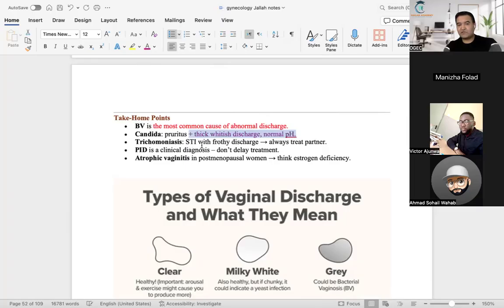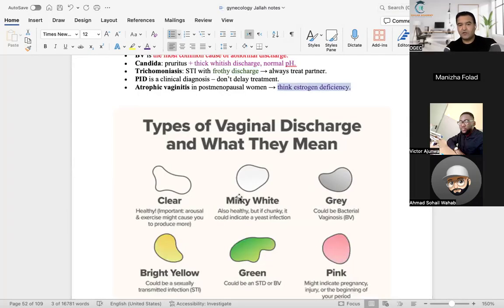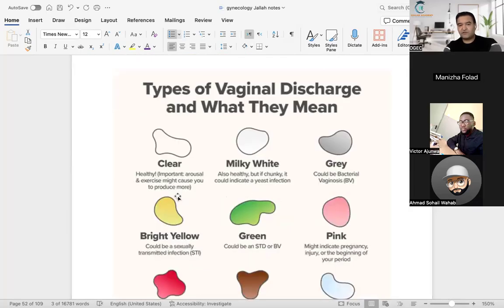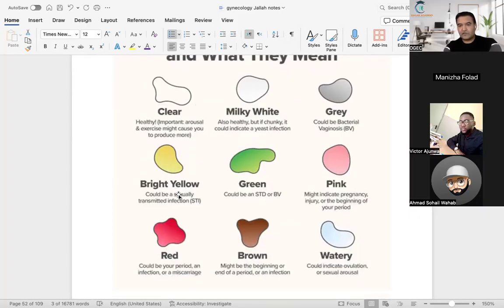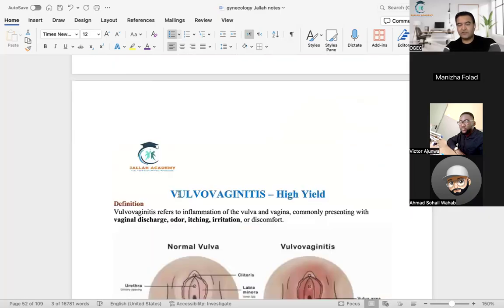Okay. Trichomoniasis, sexually transmitted: frothy discharge is the very characteristic clinical symptom that they will mention in the scenario. Always treat the partner with metronidazole. This is very important. I cannot make it a different color, but anyway, PID is a clinical diagnosis. Do not delay the treatment. Atrophic vaginitis and postmenopausal: think about estrogen deficiency and treat it accordingly with topical estrogen. So these are the types of vaginal discharge in terms of color and how it looks, consistency. So I let you guys take a look at it when you get the chance.